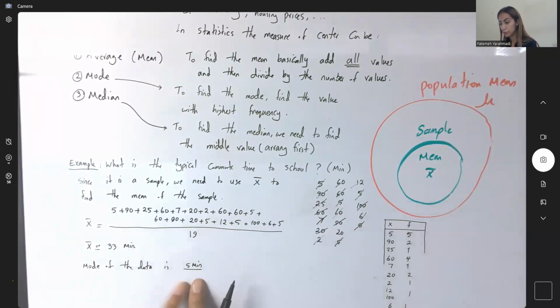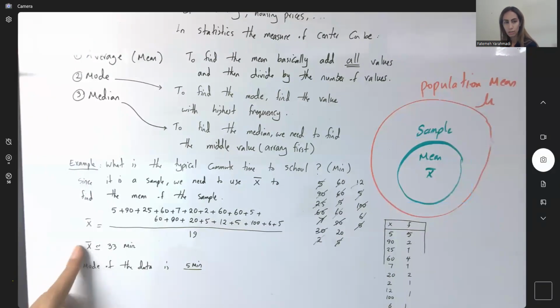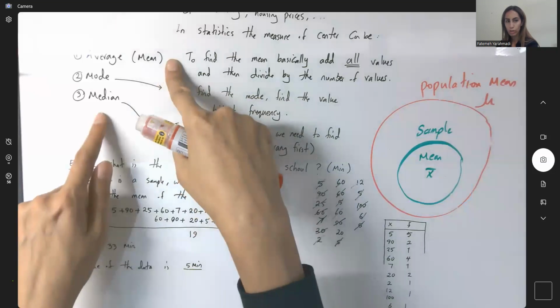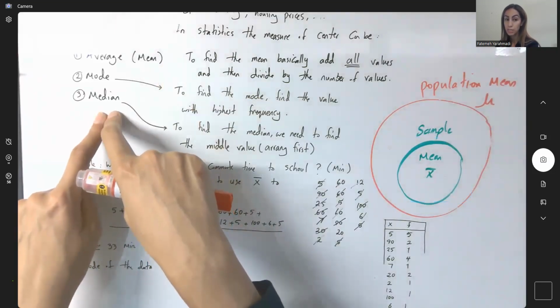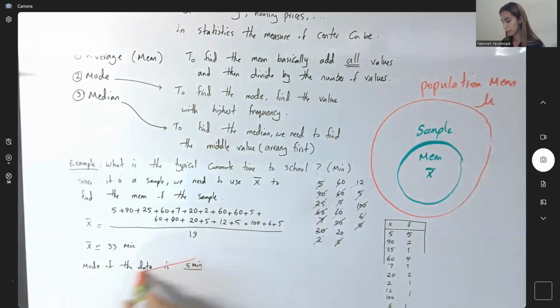But see the huge difference. The average is 33 minutes. The mode is not accurate. So that's why when we ask you to find the typical value, you usually find all of these. You find the average, you find the mode, you find the median. But the accurate ones are either the mean or the median. If the data has an outlier, you're going to use the median, right? So the mode is not that accurate. We're going to skip this. For now, we're going to stick to 33.